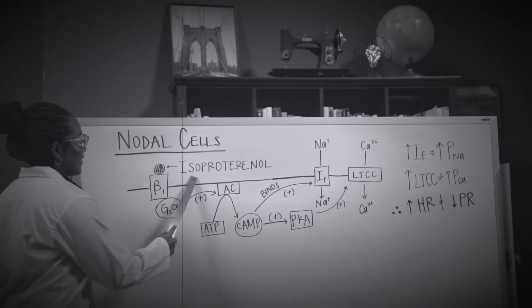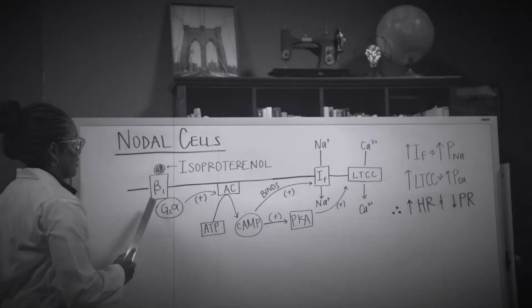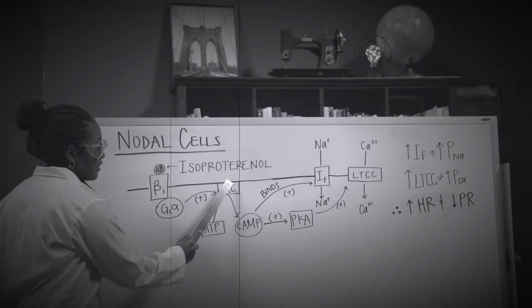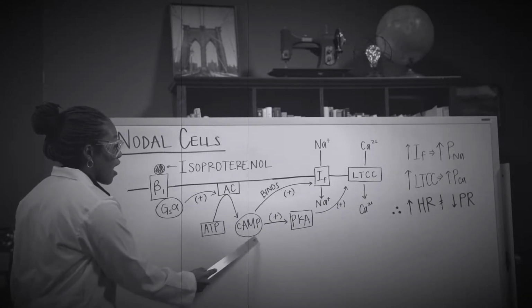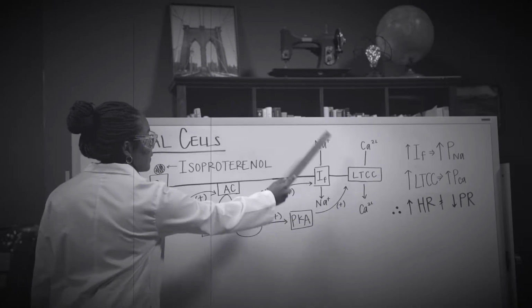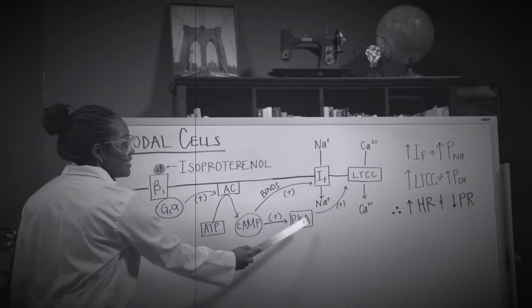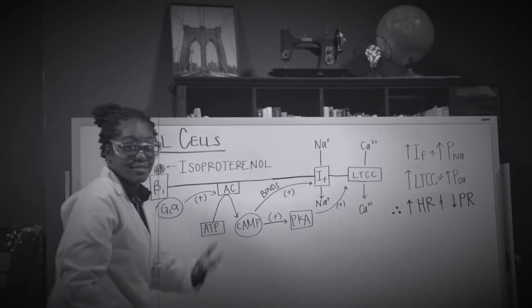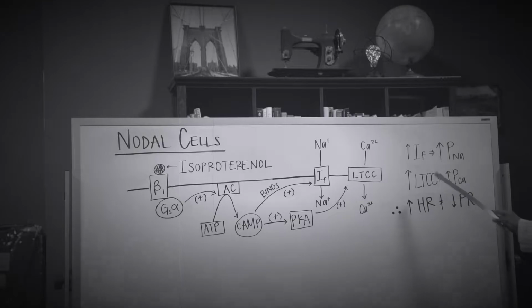In nodal cells, isoproterenol is a beta-1 adrenergic receptor agonist. The GS-alpha subunit activates adenylyl cyclase, which converts ATP to cyclic AMP. As high levels of cyclic AMP accumulate in the cell, cyclic AMP binds to and activates the mixed cation funny channels. Cyclic AMP also activates PKA, which phosphorylates L-type calcium channels, allowing for the influx of calcium into the cell. The effects are an increase in permeability of sodium and an increase in calcium permeability. The overall effects are an increase in heart rate and a decrease in the PR interval.